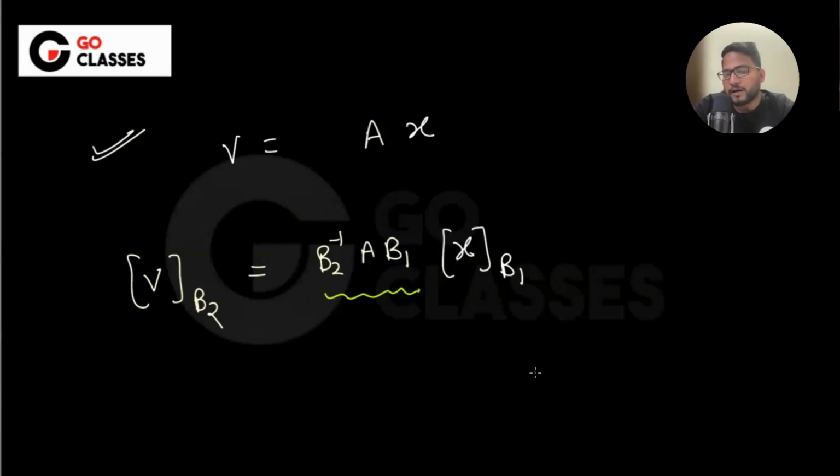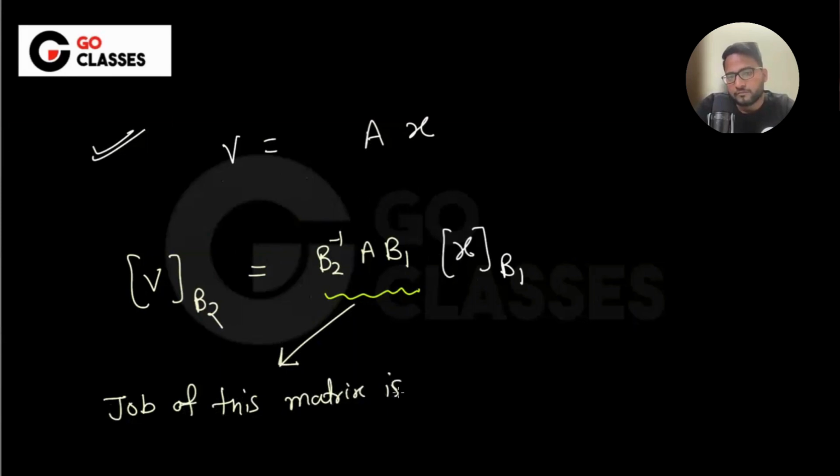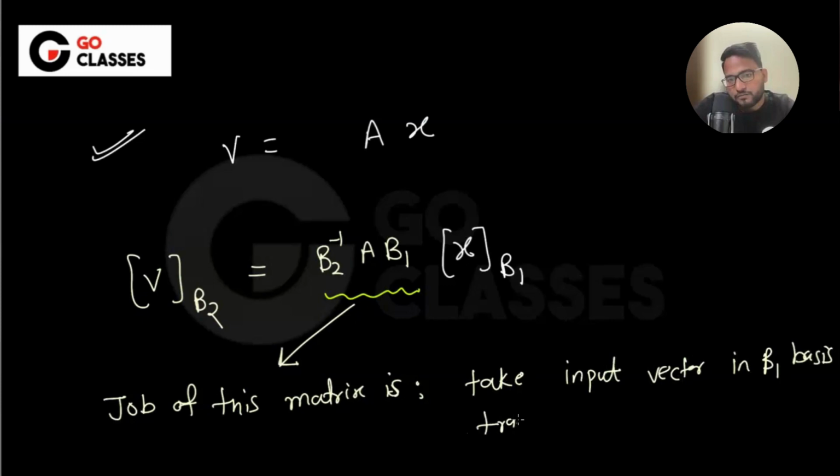Okay. So you might have understood a little bit what I'm trying to say. Just acknowledge if you have understood how to calculate this matrix and what the job of this matrix is. The job of this matrix is to take an input vector in B1 basis, transform, and give the output vector in B2 basis.